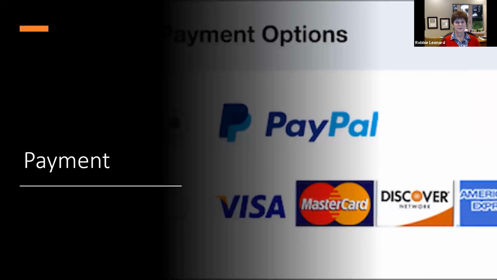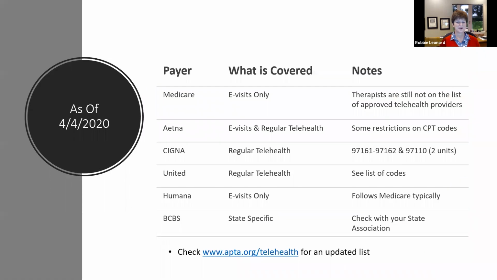I just want to make a little bit of a word about payment, but just a cautionary tale too. I think I told you today is April 4th. This information is changing almost daily. So if you're doing this later in May or sometime later, you're going to want to follow up, and I've given you a good reference here at the bottom to check the APTA telehealth page to see a modified list of who's covering telehealth during the pandemic crisis.